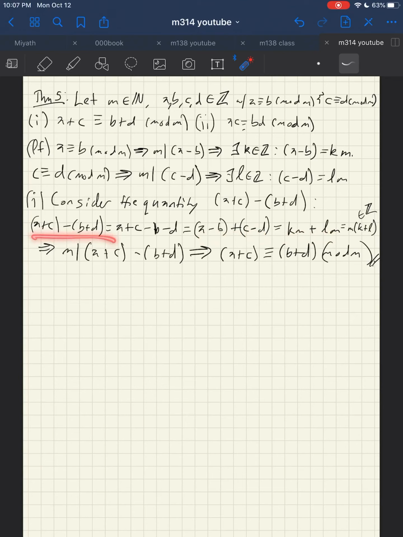If this is equal to m times an integer, that means this is a multiple of m, which means m divides this. But m divides this means that this thing is congruent to this thing mod m. So A plus C is congruent to B plus D mod m.